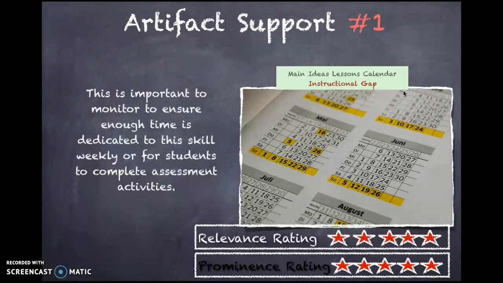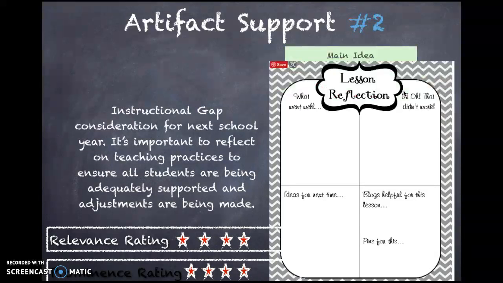So this is basically just outlining on your instructional calendar exactly when you will teach lessons or activities around the main idea. We gave this a relevance rating of 5 and a prominence rating of 5 because it is important that the teacher addresses the instructional gaps, looking at it, taking anecdotal notes and writing down exactly when these lessons will be taught to make sure it is being addressed.